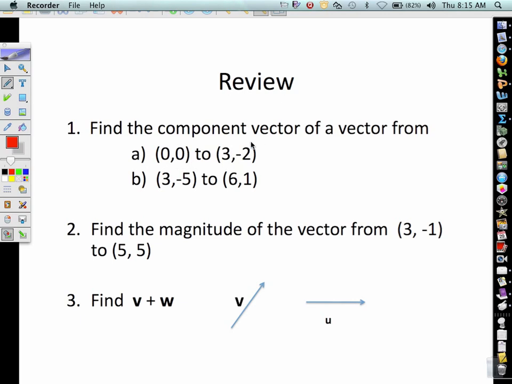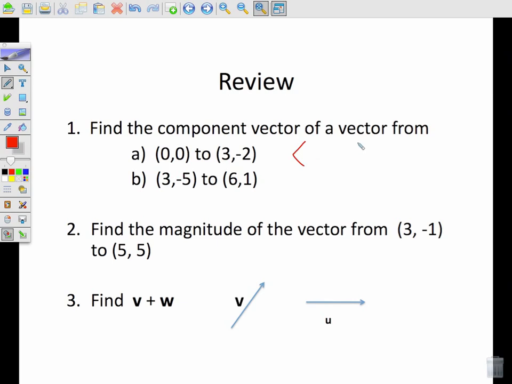When you do component form, the way you find it is you take the end of the vector and subtract the beginning of the vector. So 3 minus 0 is 3, and negative 2 minus 0 is negative 2. So this is the component form for that first vector. For the second vector, again, you take the end of it, 6 minus 3. It's like you're finding the displacement. And 1 minus negative 5. Those are the component forms.